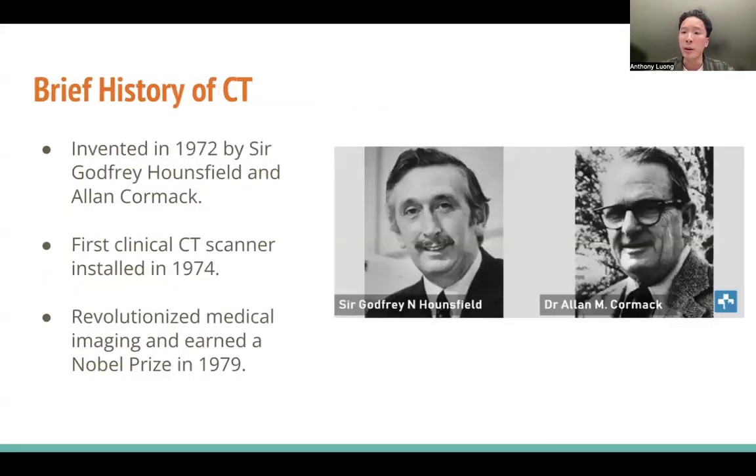A brief history of how CT was created is by these two gentlemen right here. It was invented in 1972 by Sir Godfrey Hounsfield and Dr. Alan McCormack, or Dr. Alan Cormack, apologies. The first clinical CT scanner was installed in 1974, and since it revolutionized the medical imaging field entirely, they both earned a Nobel Prize in 1979.